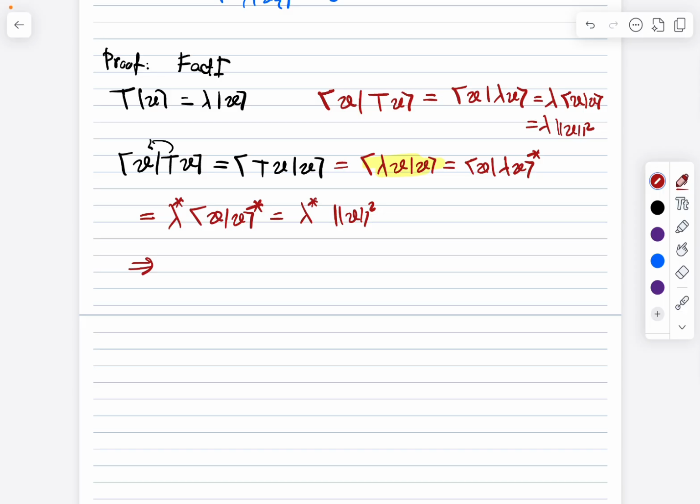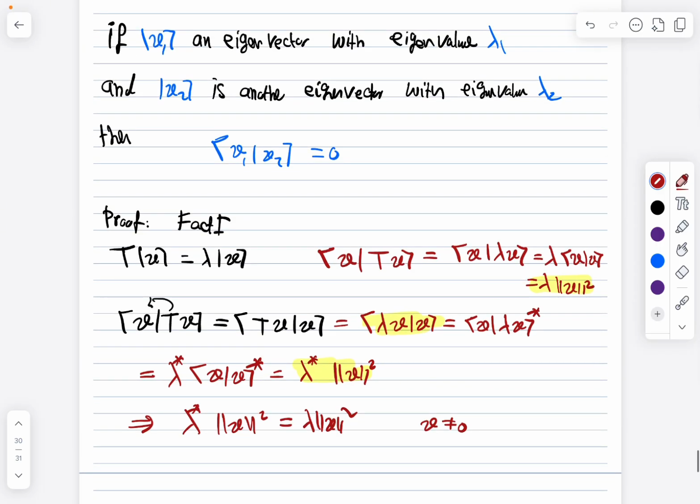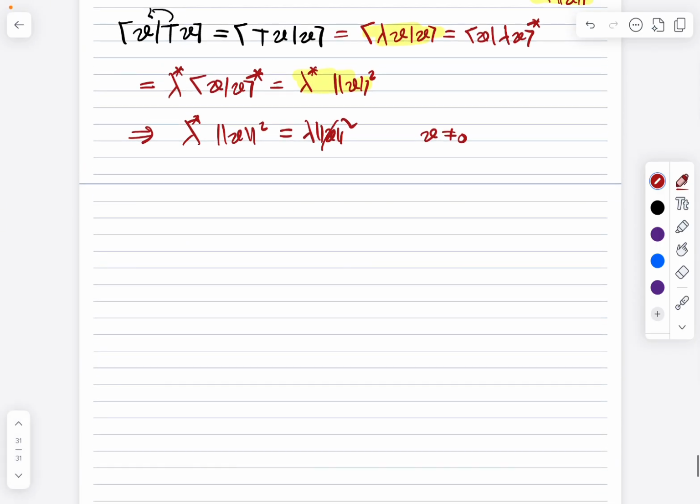Sorry, let me make it clear. I'm equating this expression to this expression. So we get lambda, and we can cancel. Why is that? Because V is not equal to 0. Remember here that V is not equal to 0 because it's an eigenvector. So we can cancel and we get lambda star equal to lambda.